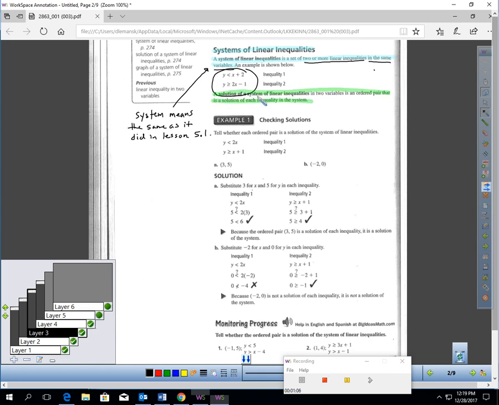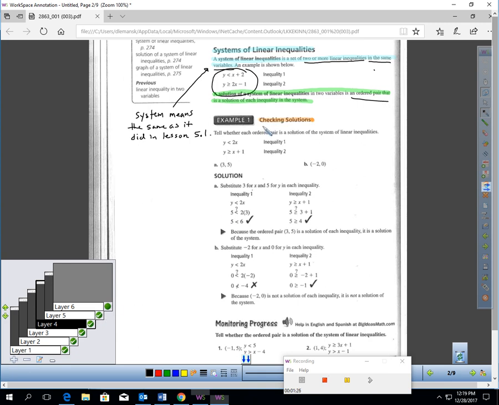Now, a solution to a system of linear inequalities in two variables is an ordered pair that is a solution to each inequality in the system. So, to be a solution to this, I would need an ordered pair that makes both of these statements true.